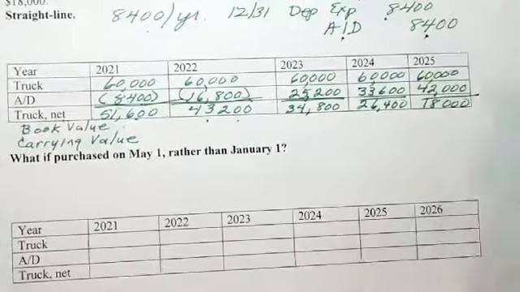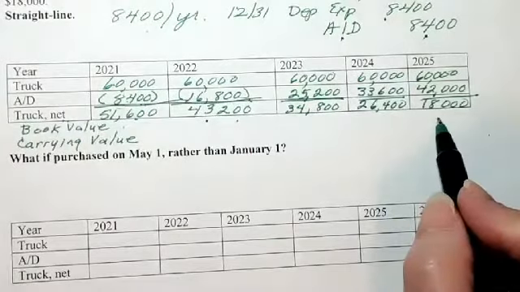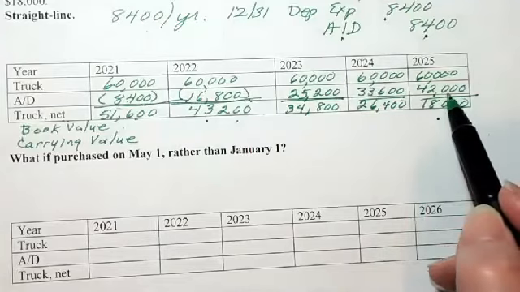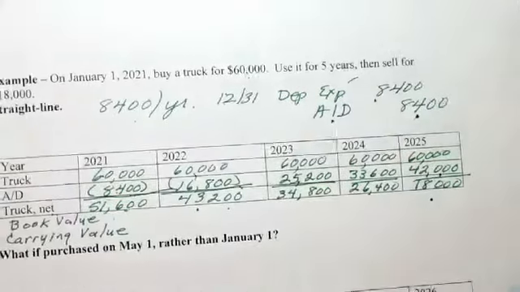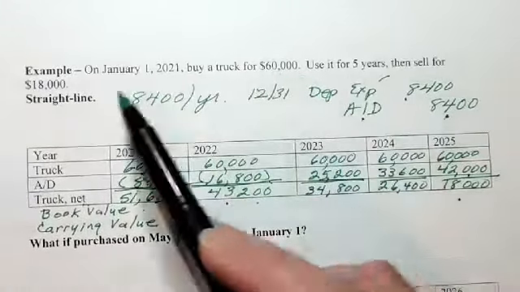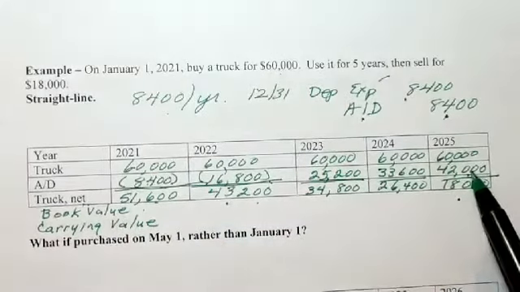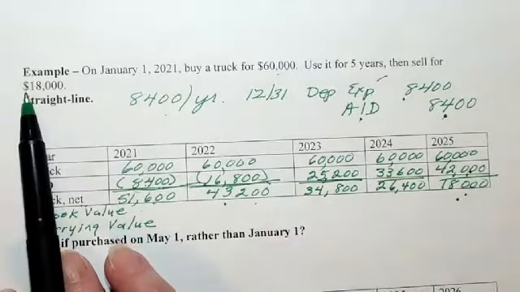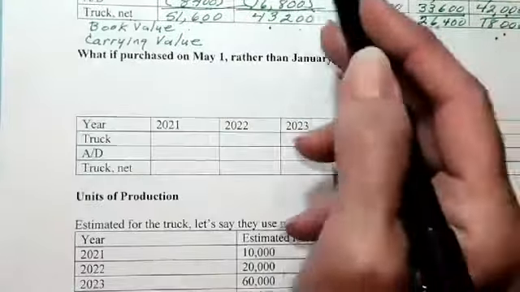This should make perfect sense when you get to here, because how much should we have depreciated? We should have depreciated 42,000. Because that's our 60 minus our 18. So that's how much our total depreciation is. And the 18,000 is the salvage value. So we made this one easy.